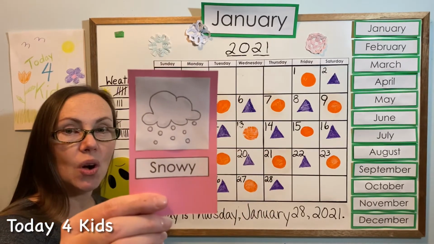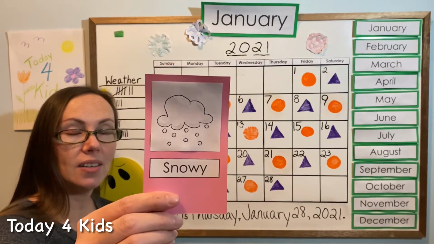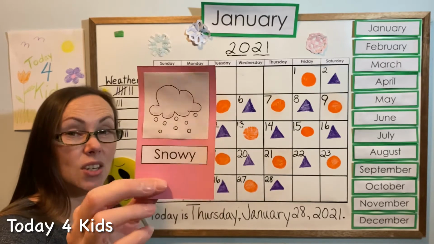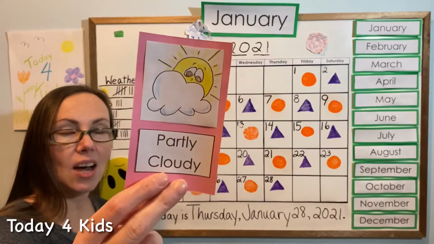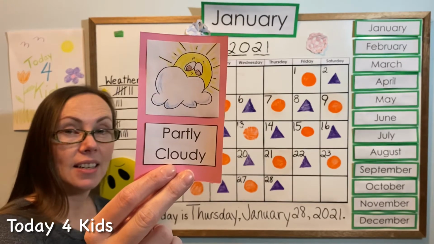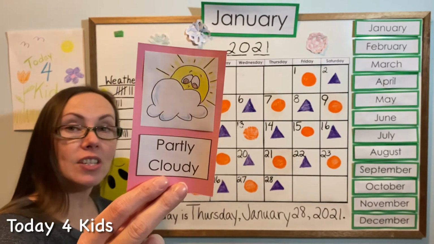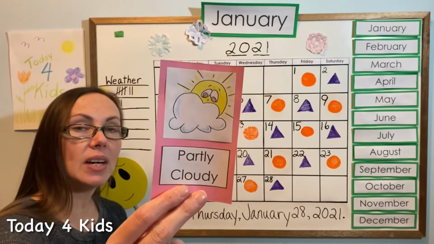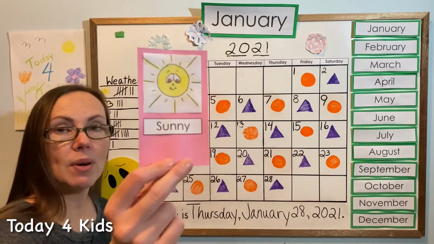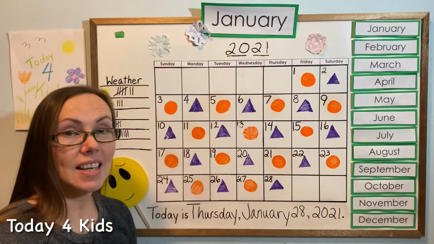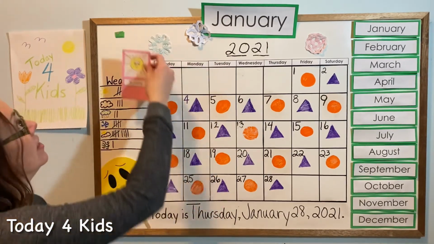What about snowy? Is it snowing where you are? We don't have any snow today and no clouds either. What about partly cloudy, partly sunny? Is your sun out, but maybe the clouds are dancing around and covering it up every once in a while? We don't have any clouds, so that doesn't work for us today. What about sunny? It is sunny where I live today. What about you? Is it sunny where you live?